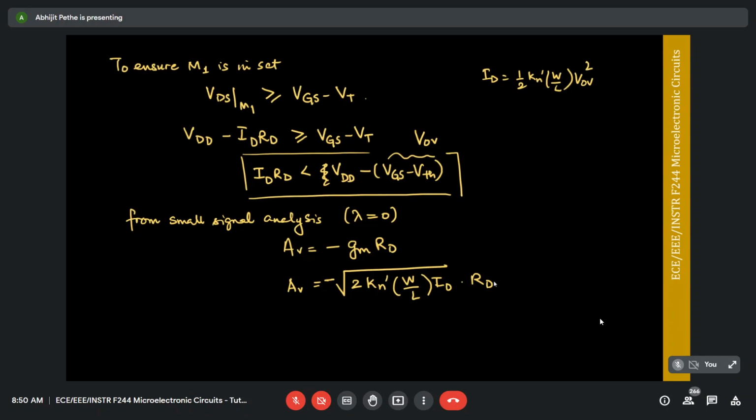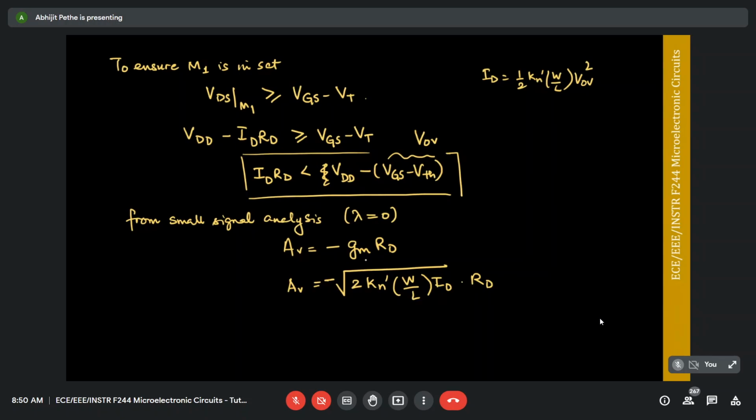The voltage gain is proportional to RD, right? So if I want a high voltage gain, what should I do to RD? Should it be higher or lower? Higher, right? What about ID? Yes, higher. You want high GM, right? So you want ID to be high.